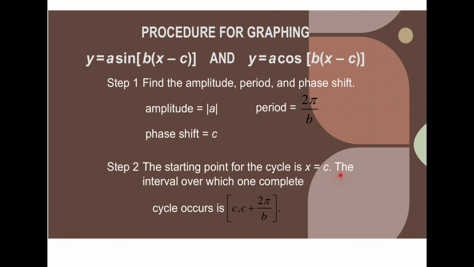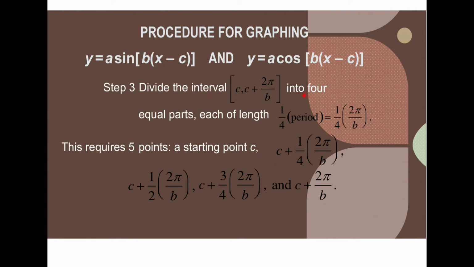The starting point for the cycle is at x equal to c. Then the interval over which one will complete the cycle is from c to c plus my period, 2 pi over b. Once we figure that out, we're going to divide that interval from c to c plus that, since we've shifted it c units, so instead of just being at 0, we have to add c, into 4 equal parts of equal length. So we're going to take 1/4 of the period, and then we're going to add that result to c, and we do it several times to get our 4 main points, c plus that, and then again, again, and again.